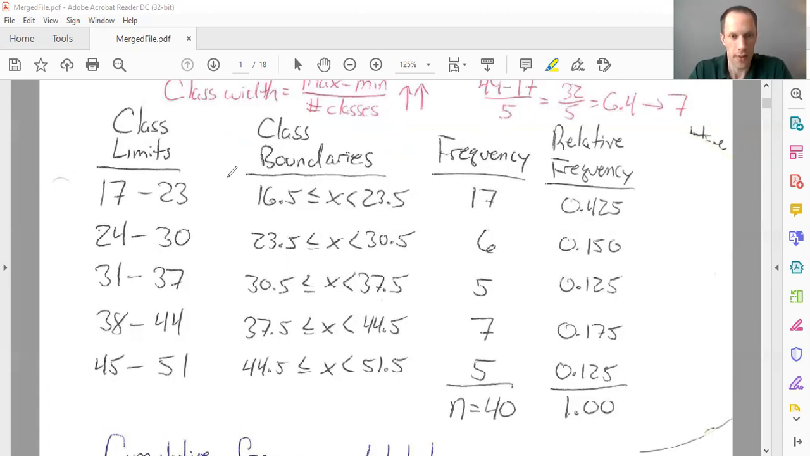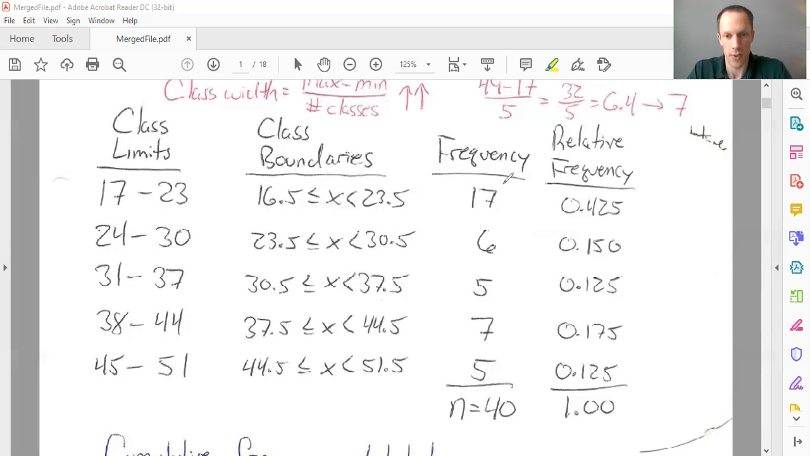Now, once you've defined the classes, first with the limits and then with the boundaries, you can go back to your data set and count how many numbers are in the first class. How many numbers are between 17 and 23, or technically between 16.5 and 23.5? Well, there were 17 numbers there. How many between 24 and 30, or technically between 23.5 and 30.5? There were 6 numbers there. So you can just count how many numbers are in each of these classes.